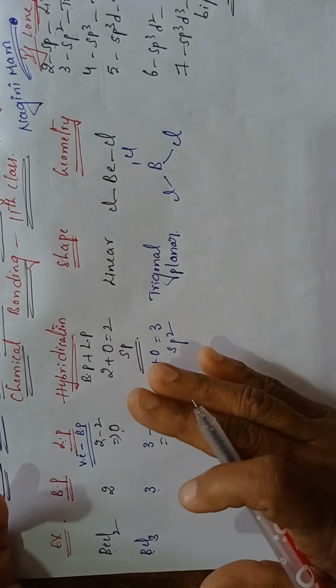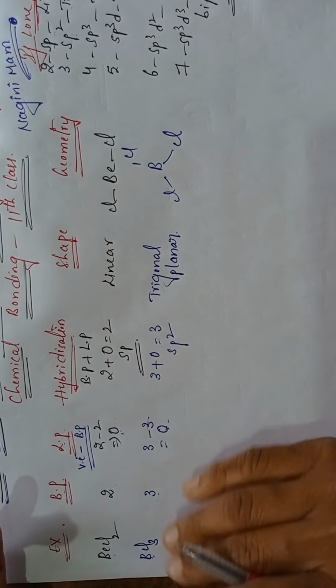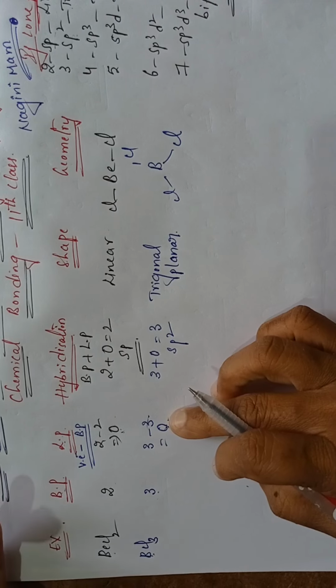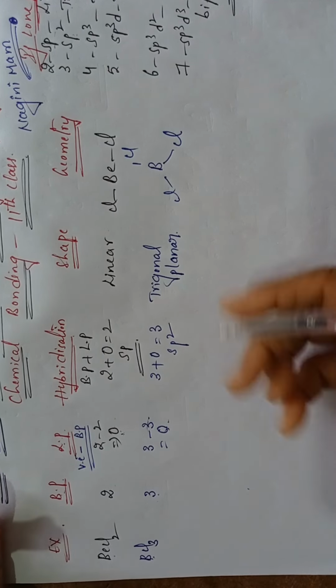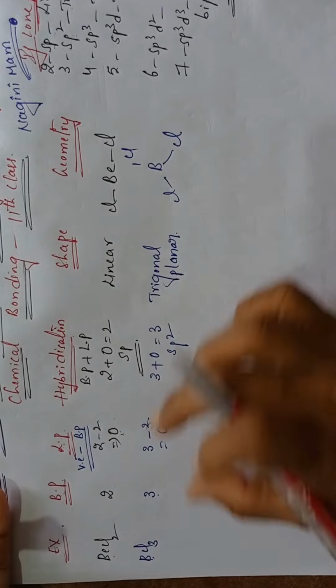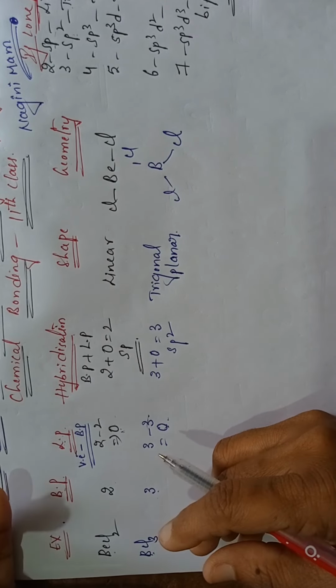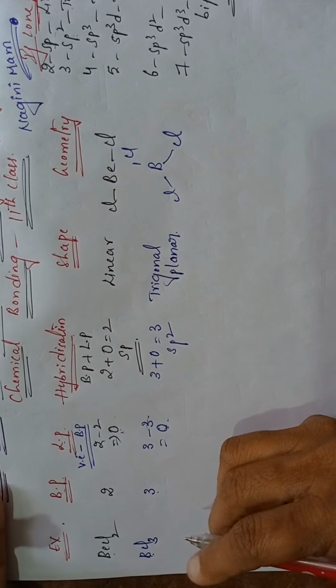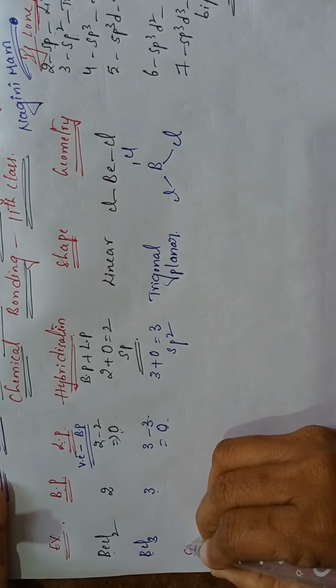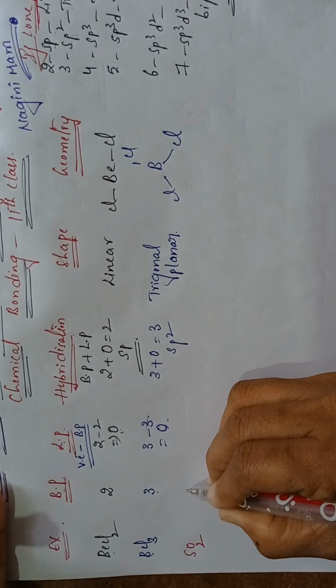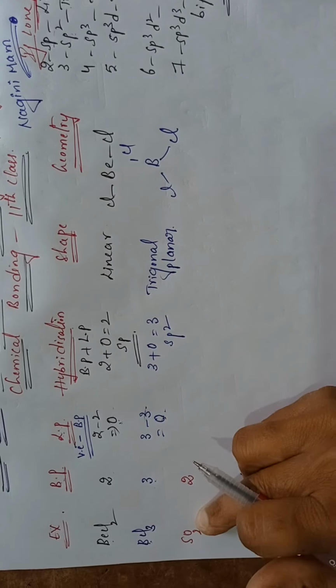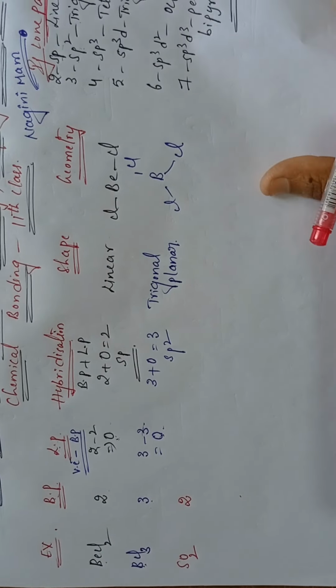Sp hybridization completed, students. Sp2, here 0 lone pairs completed. Now I am taking the Sp2 hybridization only. Sp2, 1 lone pair is present. Suppose I am taking the example Sp2 hybridization, 1 lone pair. Okay, SO2 I am taking as the example. How many bond pairs, students? 2 oxygens are attached, so here bond pairs are 2.